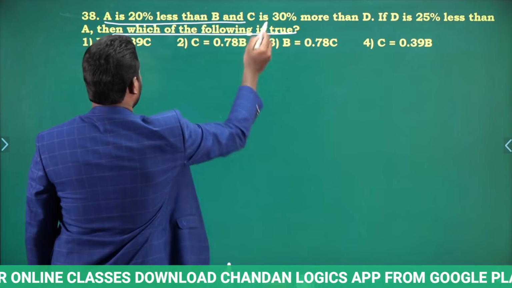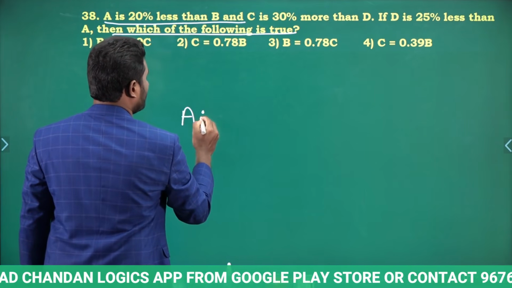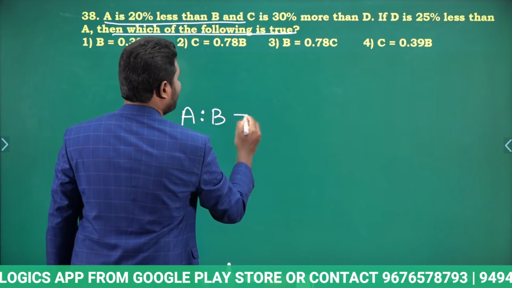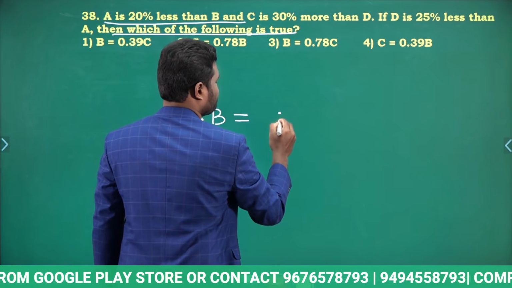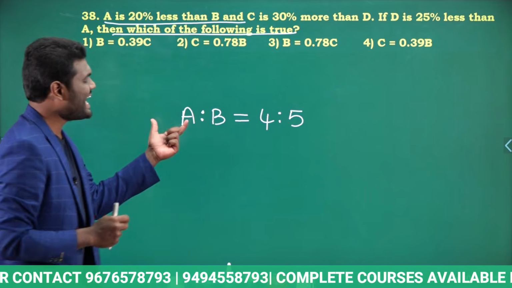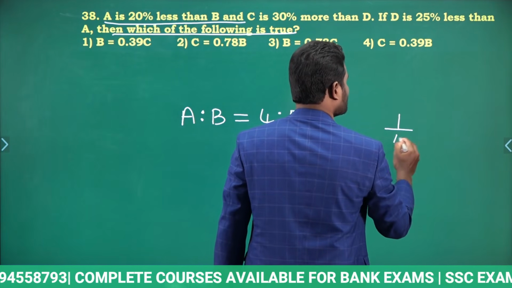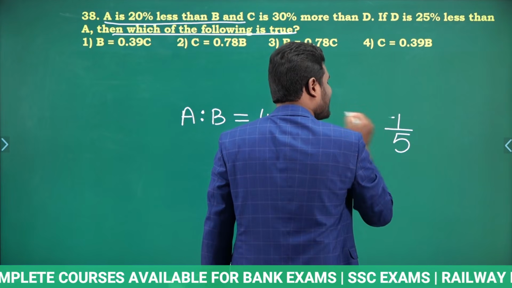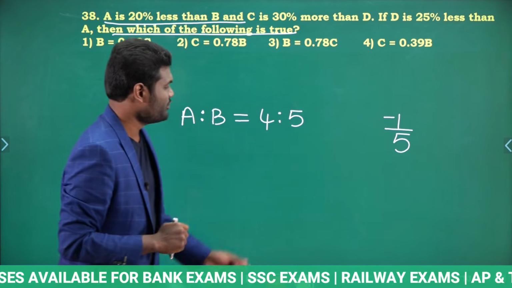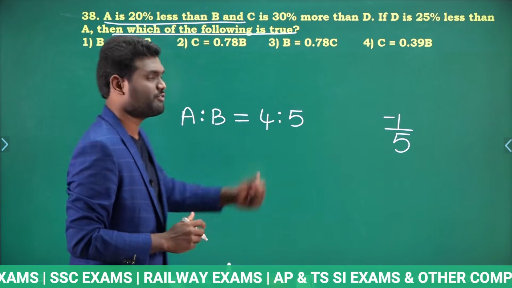If you look at the first statement, A is 20% less than B. As A is 20% less than B, 20% is 1 by 5. Okay, as A is less than B, A ratio B will be 4 ratio 5. Why? Because 20% is 1 by 5. As A is less, you need to do minus, which means if B is 5 parts, A is 1 less. So 5 minus 1, 4 parts.